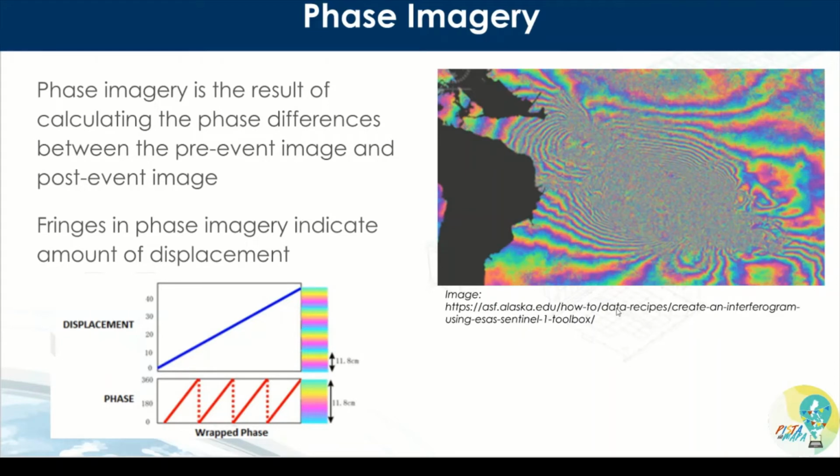You can see what we call fringes, so that's basically like one cycle of the rainbow, and that depends on the wavelength of the satellite you're using. In this case, we're using Sentinel-1, and Sentinel-1 has a wavelength of 5.6 centimeters. So it's a C-band satellite. So you can see that the length of one fringe is equal to 5.6 centimeters of displacement.